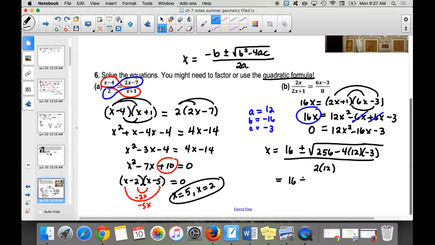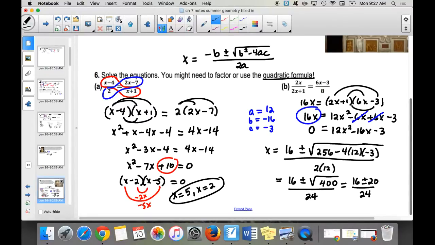So we get 16 plus or minus the square root of 256 minus 4 times 12 times negative 3. So I'm going to do 4 times 12 times 3. And when I have a negative times a negative, it's going to be a positive. So I have 144 added to 256. So I get 400 under there. And then I have 24. Do you guys know the square root of 400? 20. So we get 16 plus or minus 20 over 24.